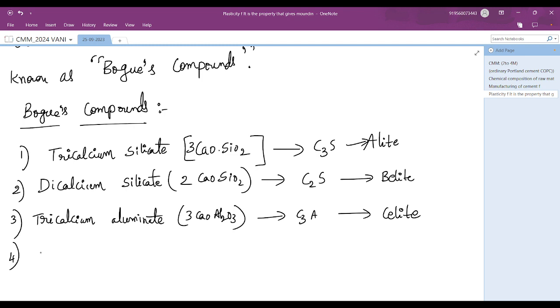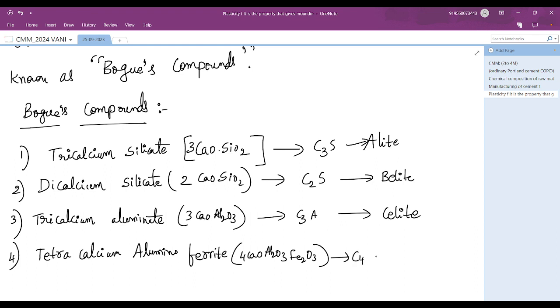Next, tetracalcium aluminoferrite. This is 4CaO.Al2O3.Fe2O3, C4AF, and this is called as felite. So these are the four Bogue compounds.